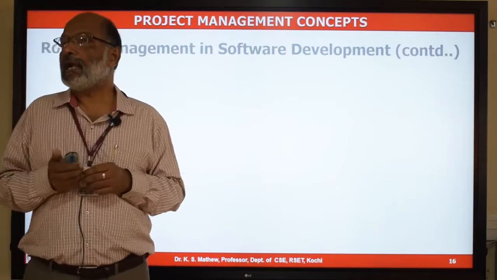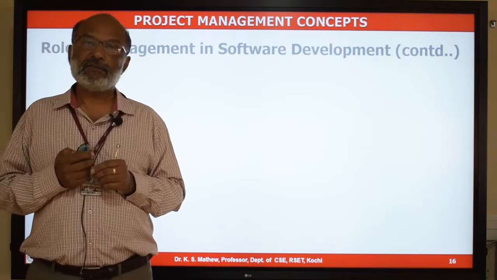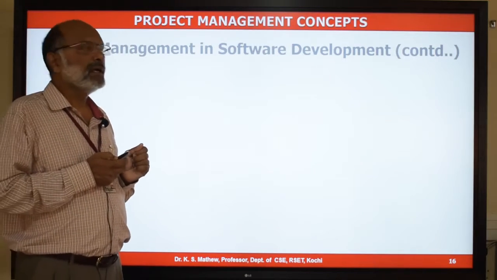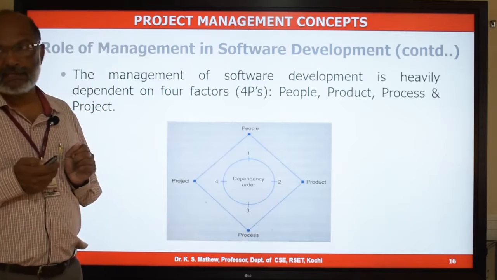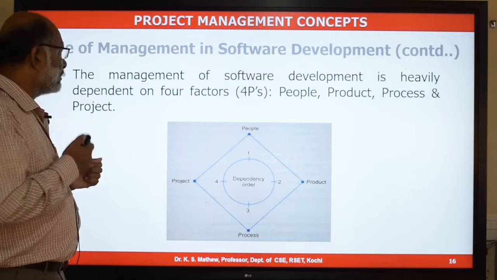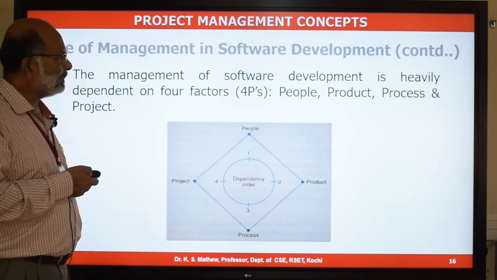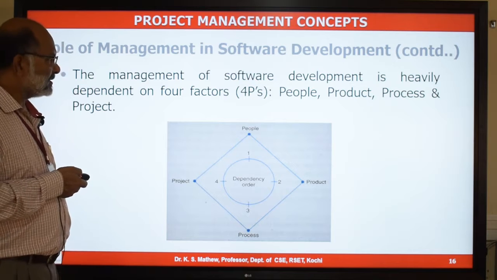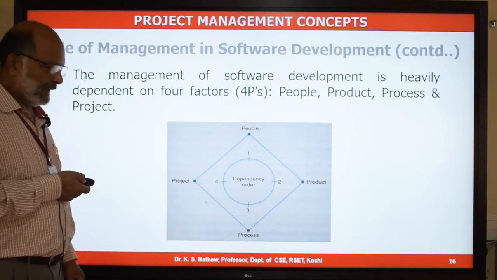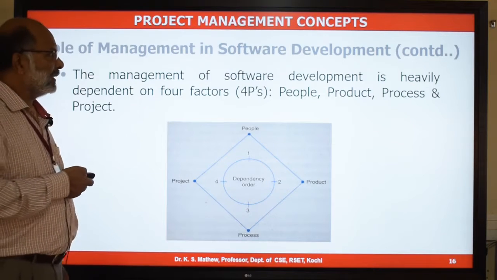Software development is highly dependent on 4 factors. Software project management is highly dependent on 4 factors called the 4 P's: people, product, process, and project. So you can see this is the dependency between these factors. The highest priority is for the people factor. Next is for the product. Third is for the process, and then the project.